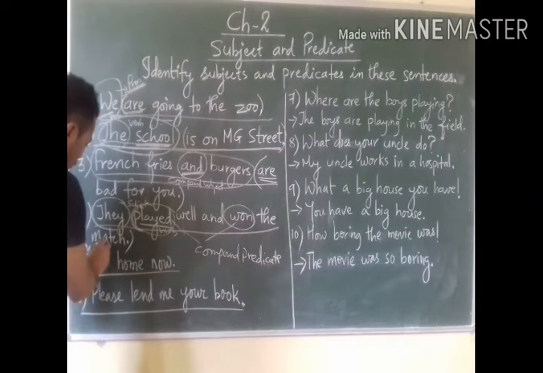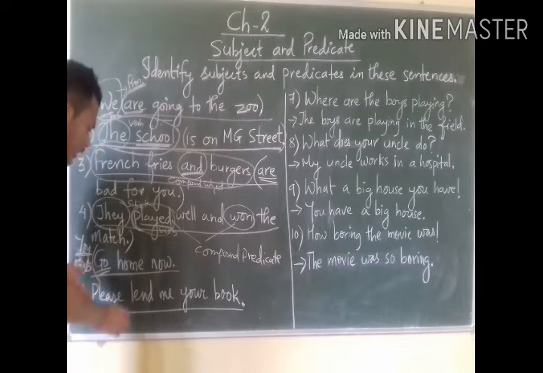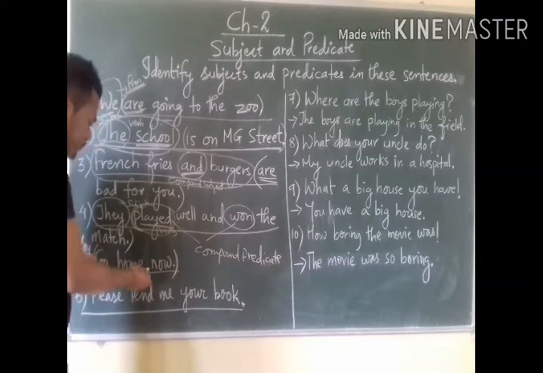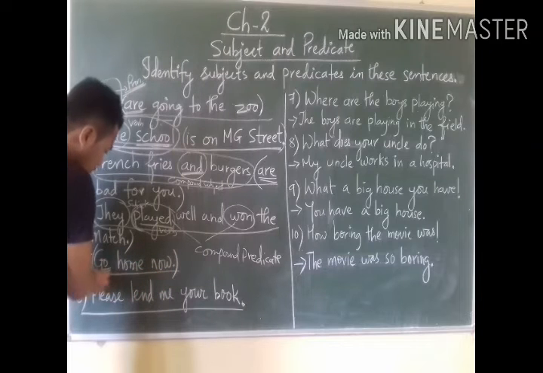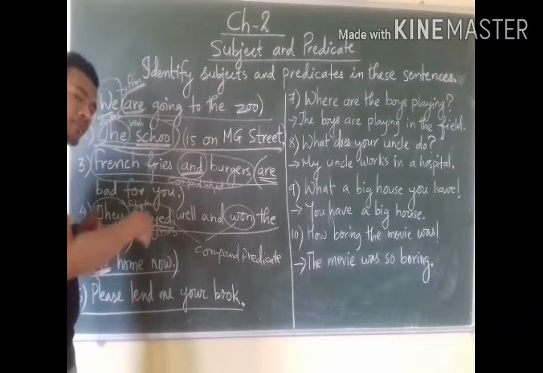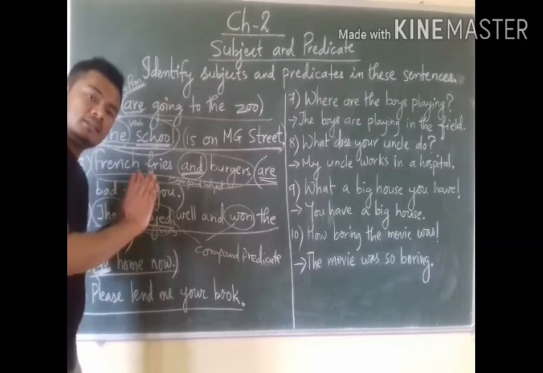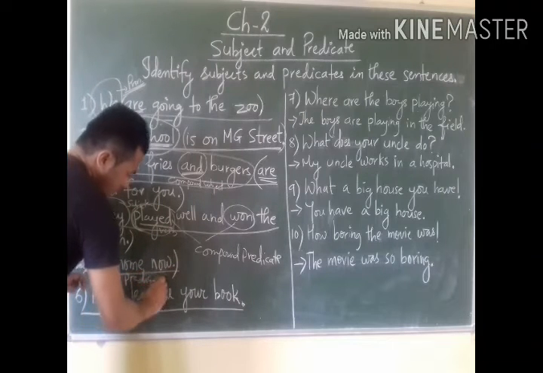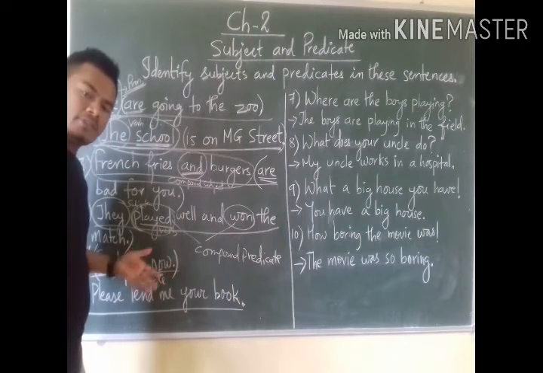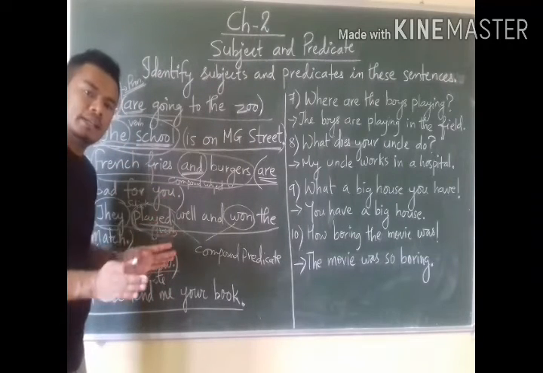Okay. See here, go home now. Go is the verb, and home now, the words after the verb, also tell us about the verb. So here, an imperative sentence is completely the predicate. Imperative sentences are completely the predicate.